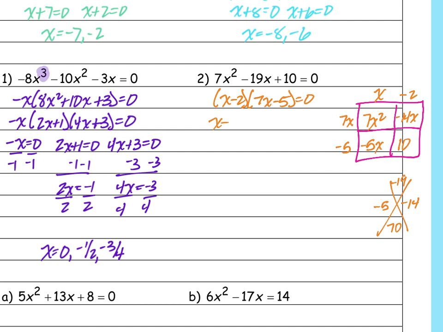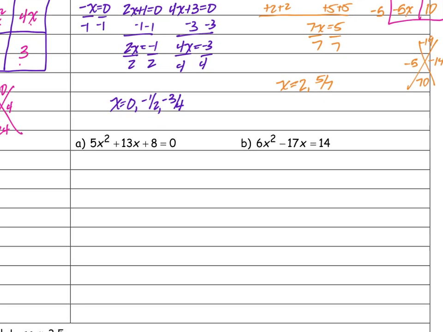So I've got x minus 2 equals 0, or 7x minus 5 equals 0. Add 2. Add 5. So I got 7x equals 5, divide by 7. So x is going to equal 2, or 5/7. Okay. A little bit harder on these ones because it's a little more involved, but it's stuff that we've already factored before. We've done this before.